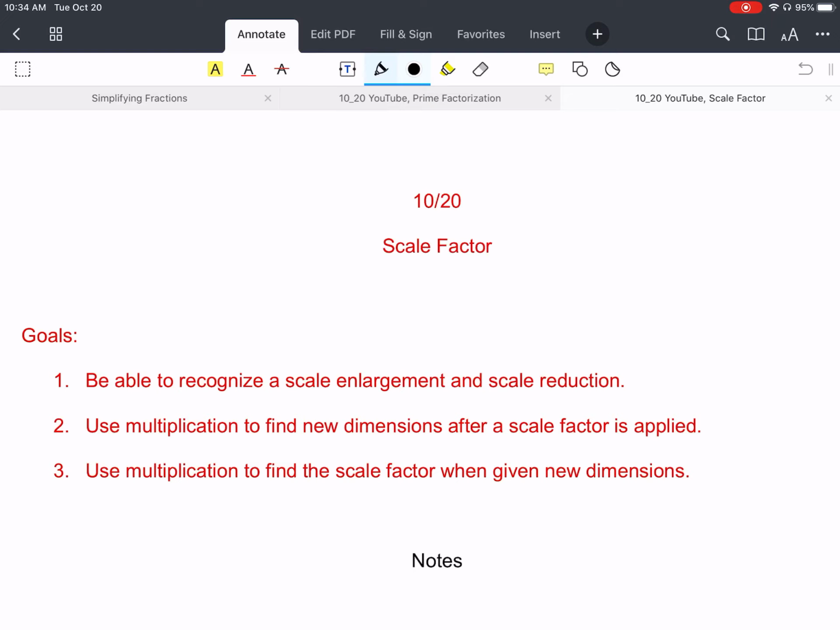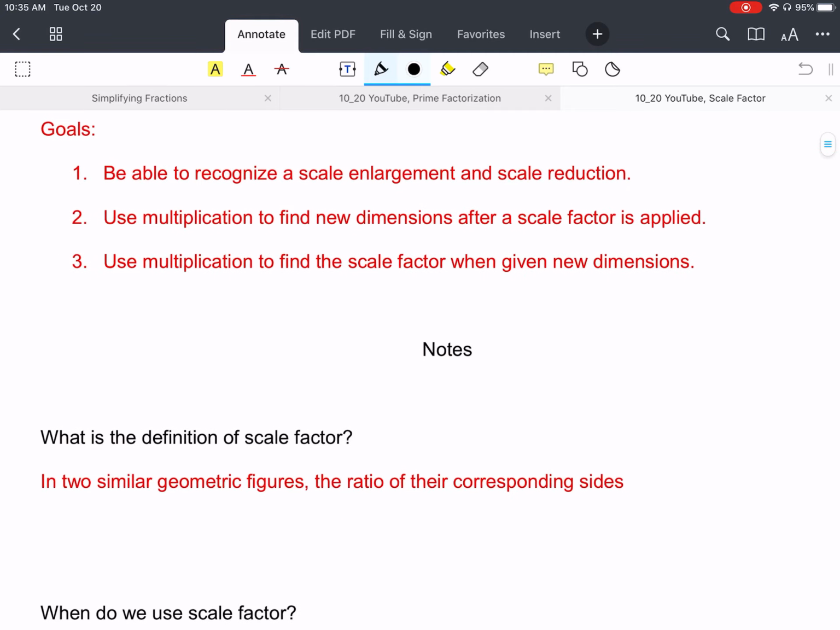Goals 2 and 3 are related. They're just opposite of each other. So we're going to be using multiplication to find new dimensions of shapes after a scale factor is applied. And goal number 3, use multiplication to find the scale factor when given the new dimensions. So we're going to be able to find either the new dimensions or to find what's called a scale factor. So on to the notes.